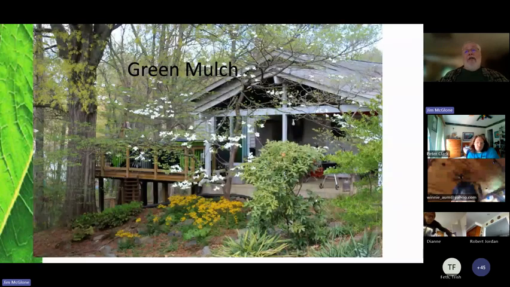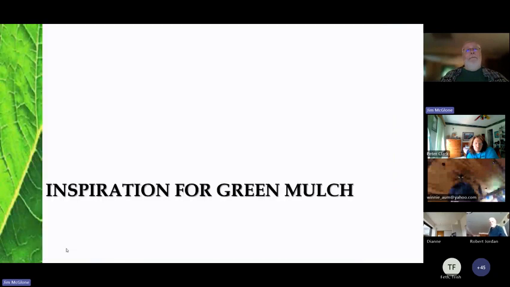So I mentioned green mulch, and this is what green mulch is. It's the idea of growing native wildflowers, native shrubs, native small trees under your big tree. So here I've got golden ragwort and mayapples. This is actually a non-native rhododendron under a dogwood. And then there's a big willow back here that's overarching all of this stuff. Some ideas for green mulch.